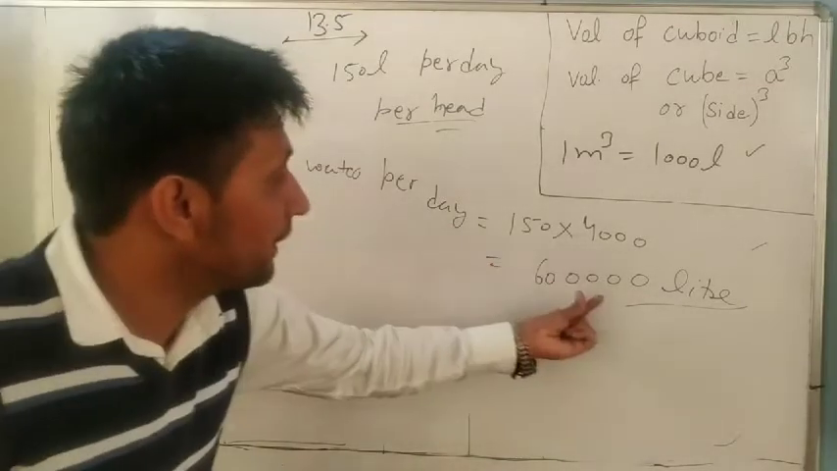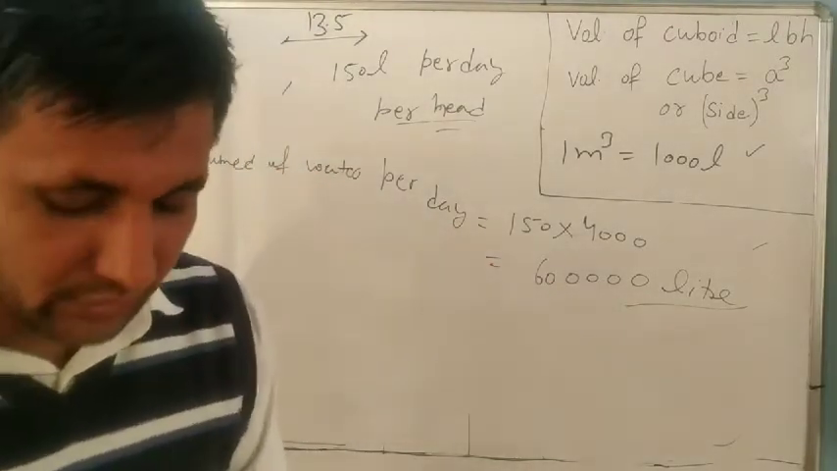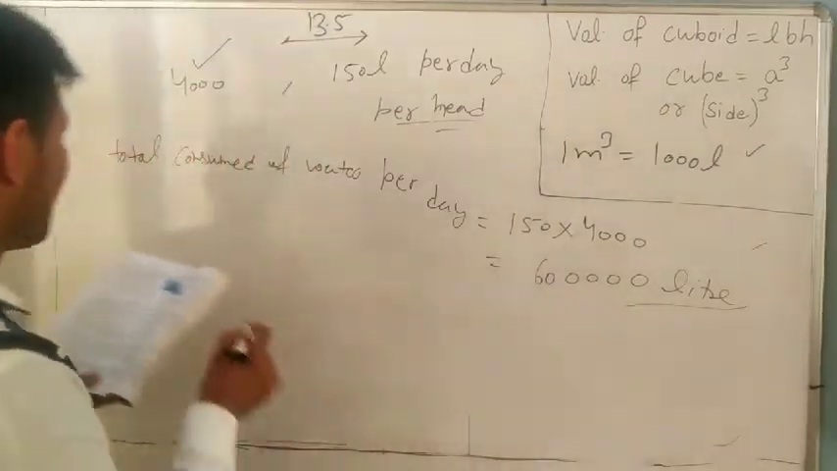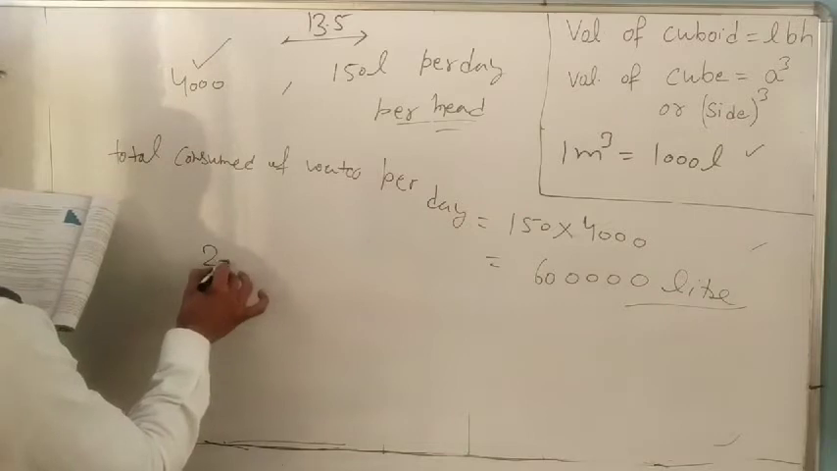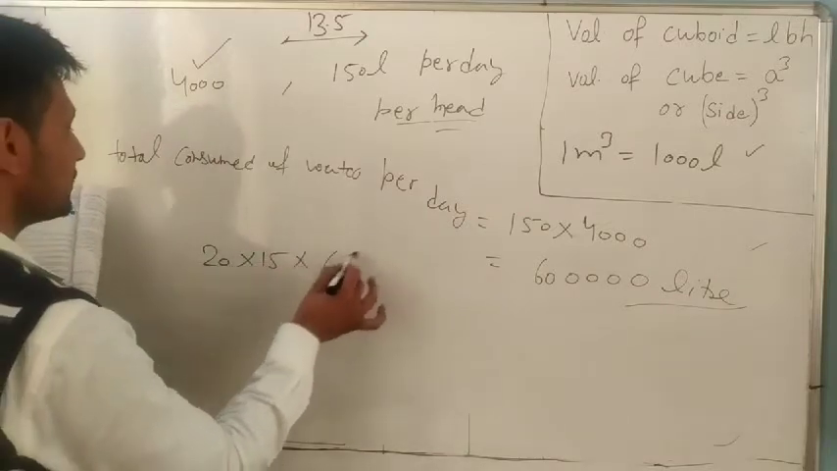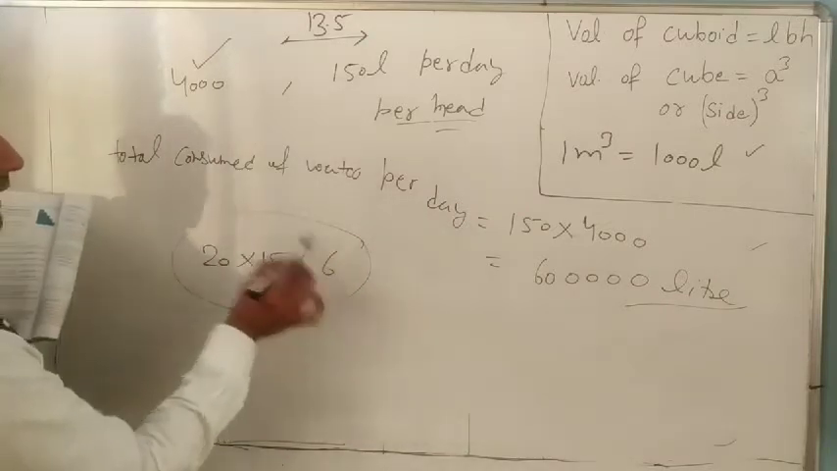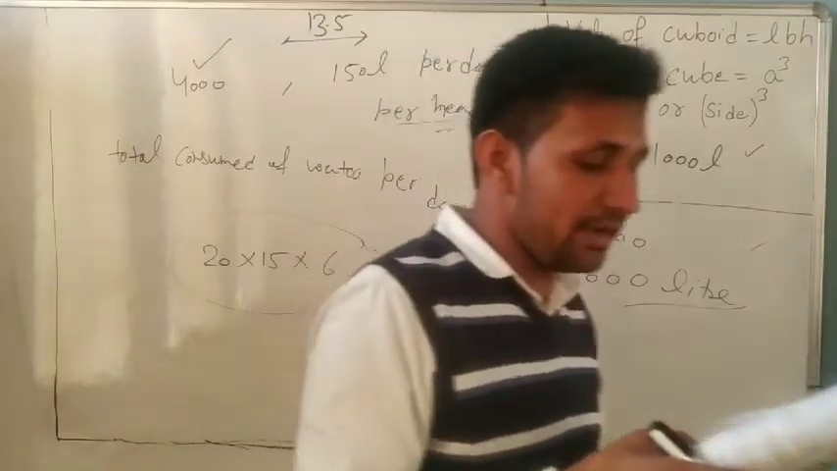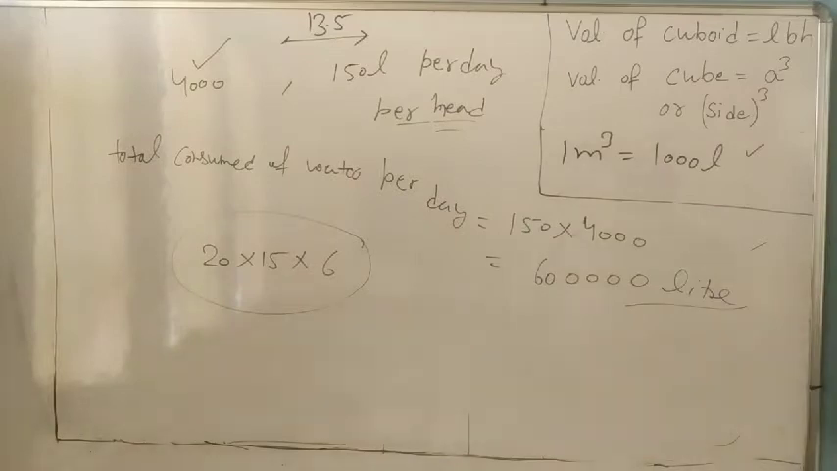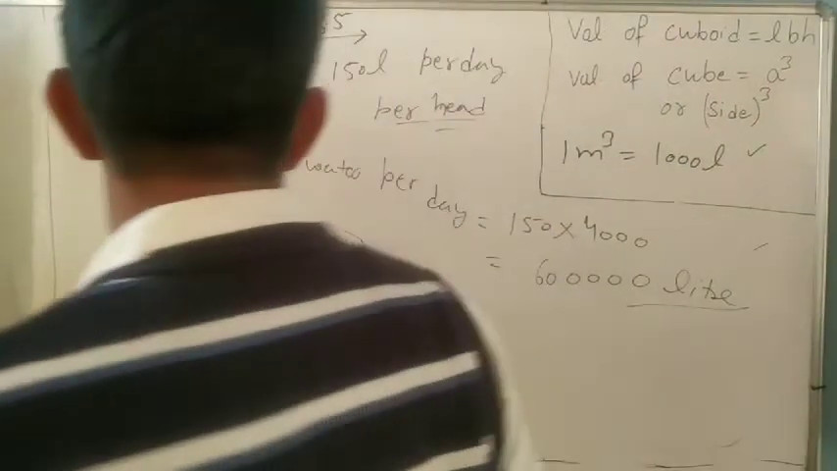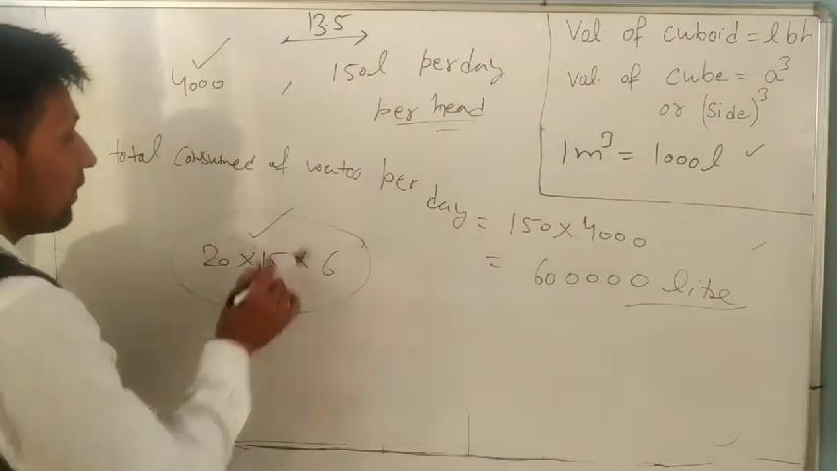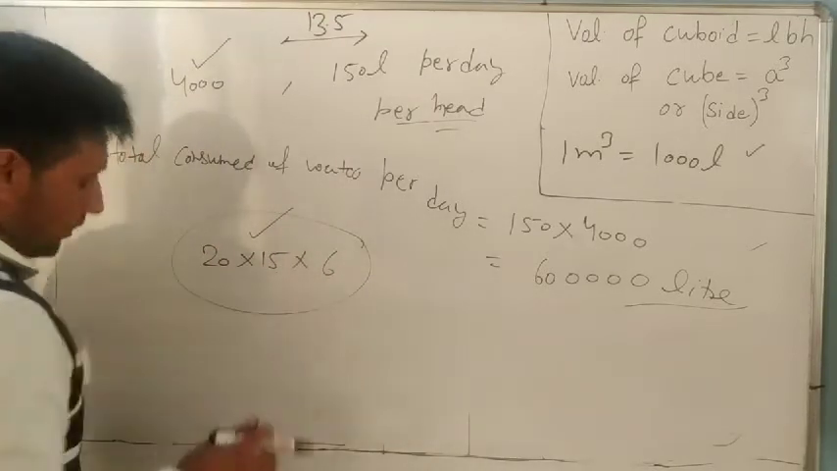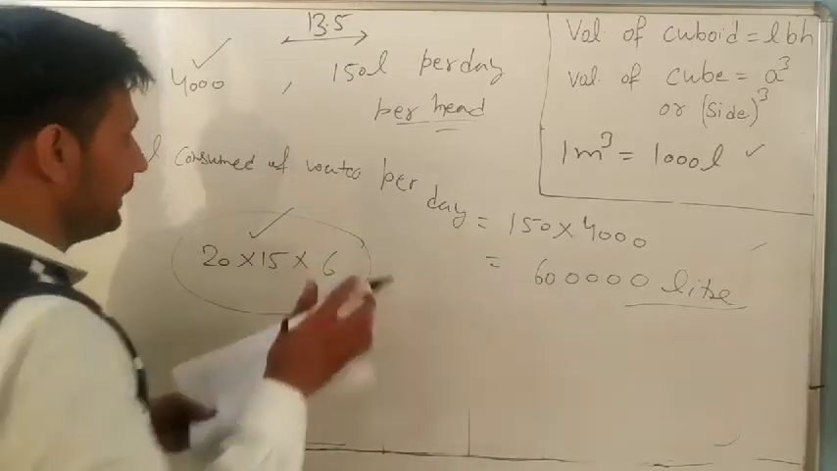This water is needed every day, but there is a tank given. The tank is 20 into 15 into 6, which are its length, breadth and height. This is its volume. For how many days will the water of this tank last? We have to find it. We will find the total volume of the tank, which is in meter cube.